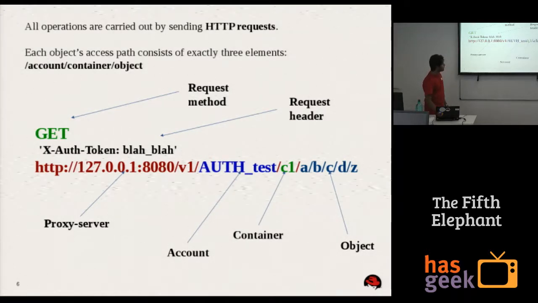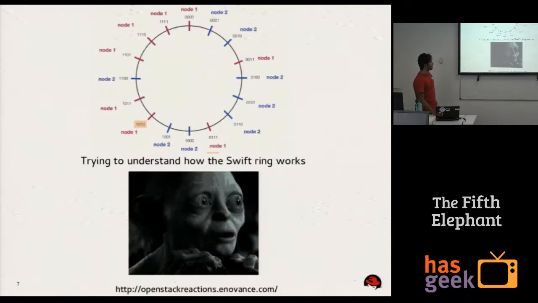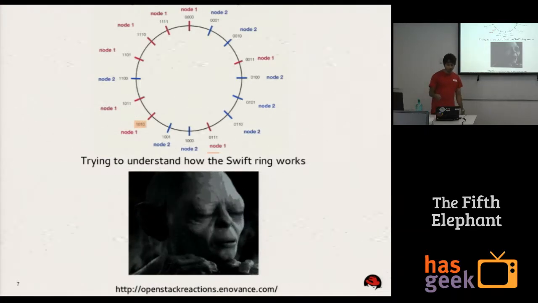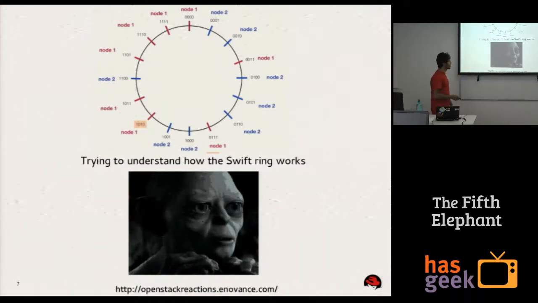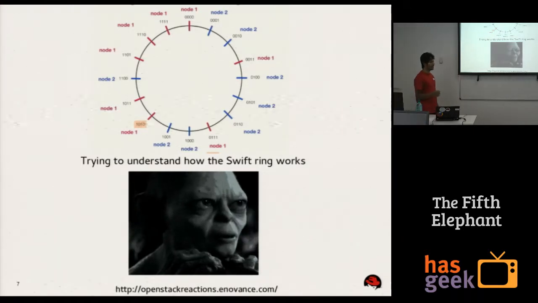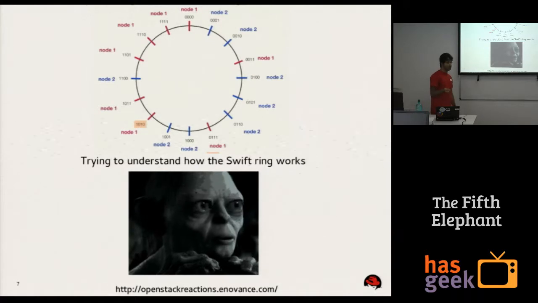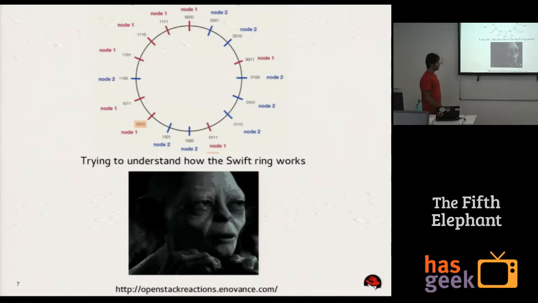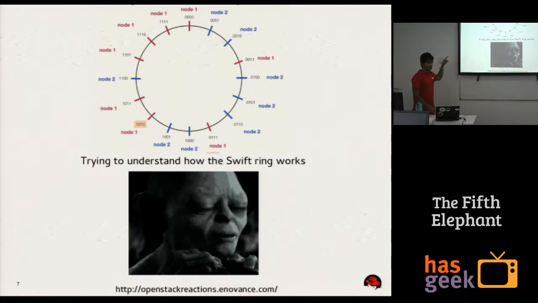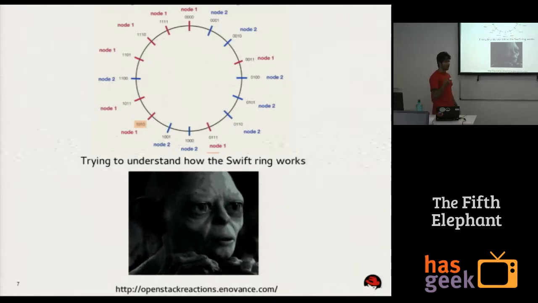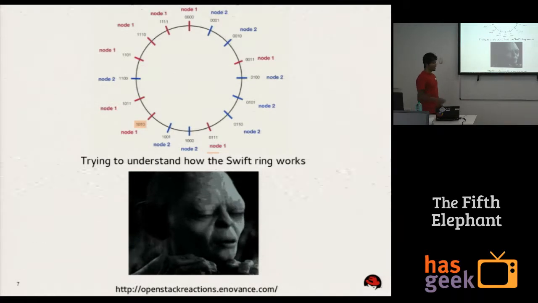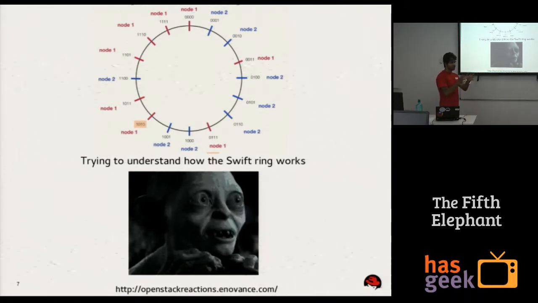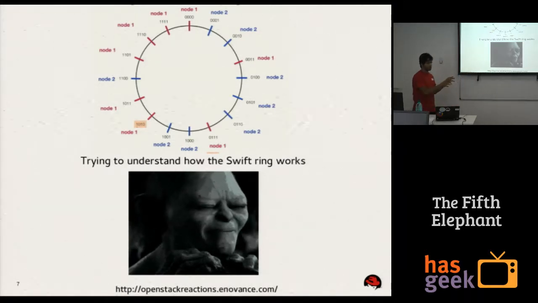Now let's move on to a really important data structure in Swift that decides how data is placed and how many copies of data are placed. It's called the ring. The ring is a complex data structure which decides how many copies of data there are and where the data goes. Just like GlusterFS, the ring uses MD5SUM for hashing. The entire MD5SUM hash space is divided into partitions. These are logical partitions, and they have nothing to do with the partitions on the disk. Some number of partitions are assigned to a particular device, which is a disk.